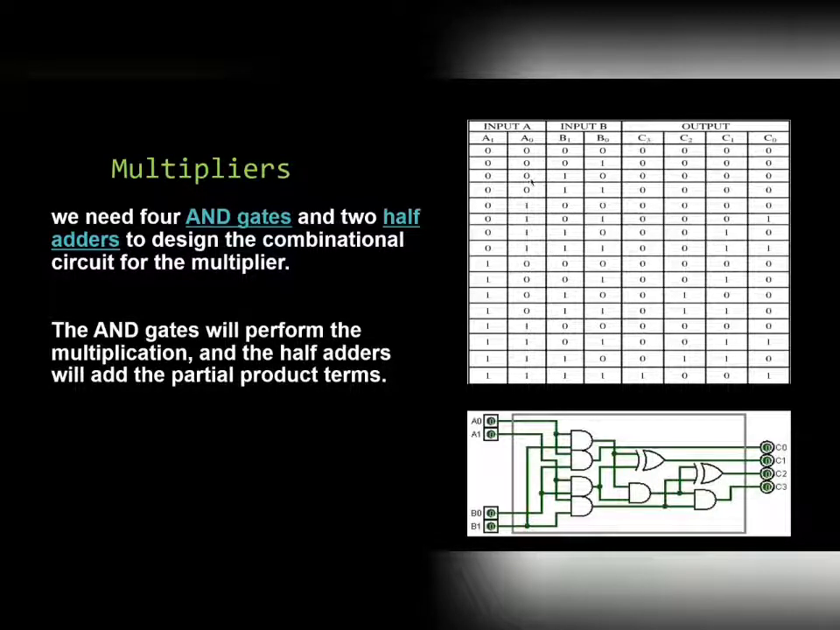Here you can see that clearly in this logic circuit. Here you can see there are 4 AND gates here and 2 half adders: here you can see 1 half adder and here you can see 1 half adder. So totally there are 2 half adders. So all the things that we need to create a multiplier is 4 AND gates and 2 half adders. And it is a combinational circuit for the multiplier.